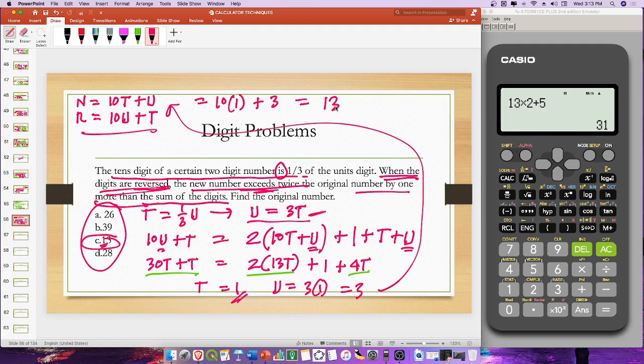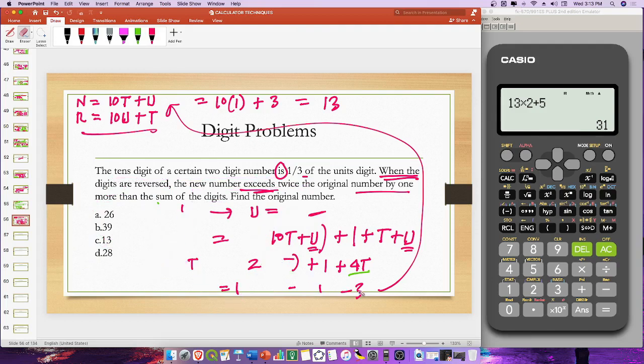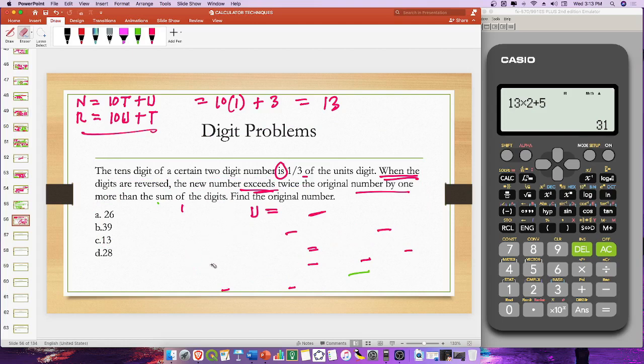Okay? Alright, so let me erase this one and I will show you how to deal with this problem using my technique. So assuming we don't know the answer yet, I will erase this part. So let's just assume that we don't know the answer. Okay? I will erase this part first.